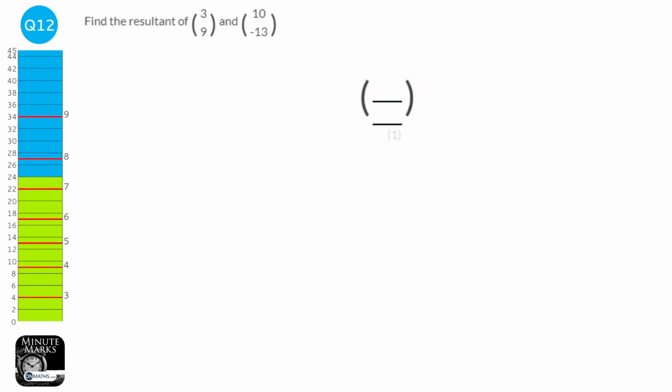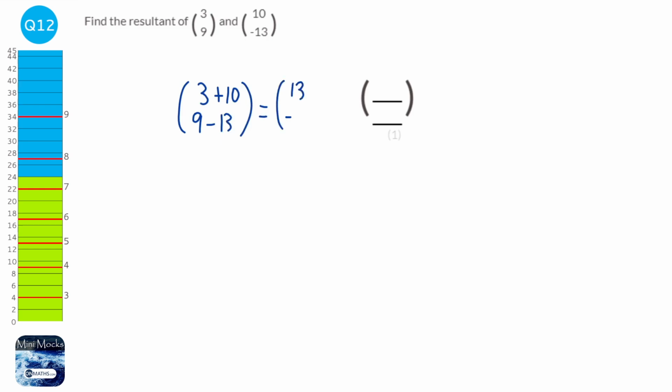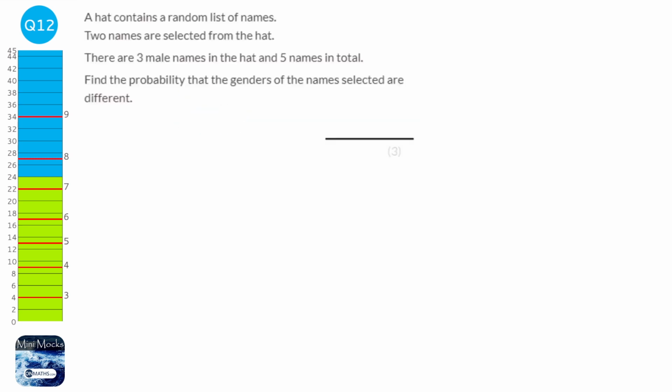To find the resultant vector, we just get the two vectors and we add the tops and add the bottoms. And it's a plus -13, so it's 9 take away 13. When we do that, we get 13 at the top and -4 at the bottom.